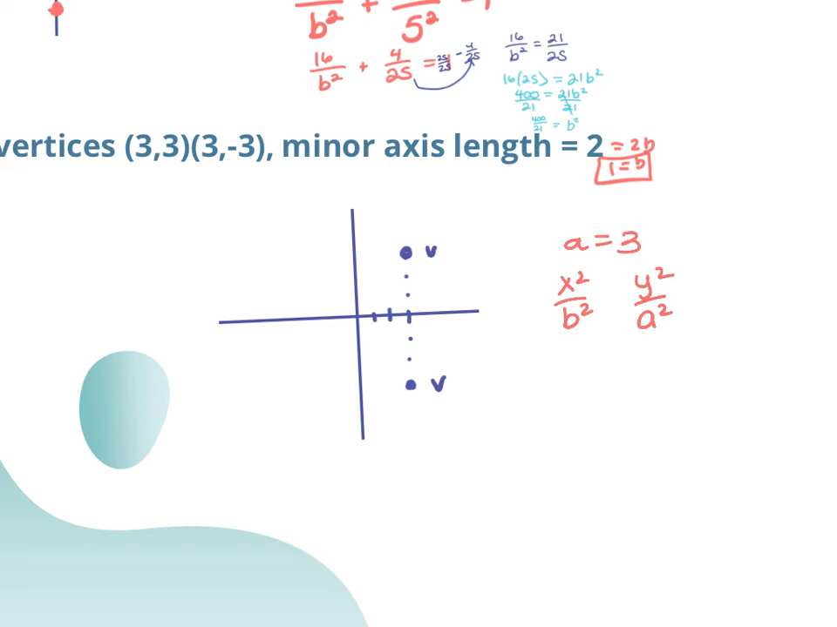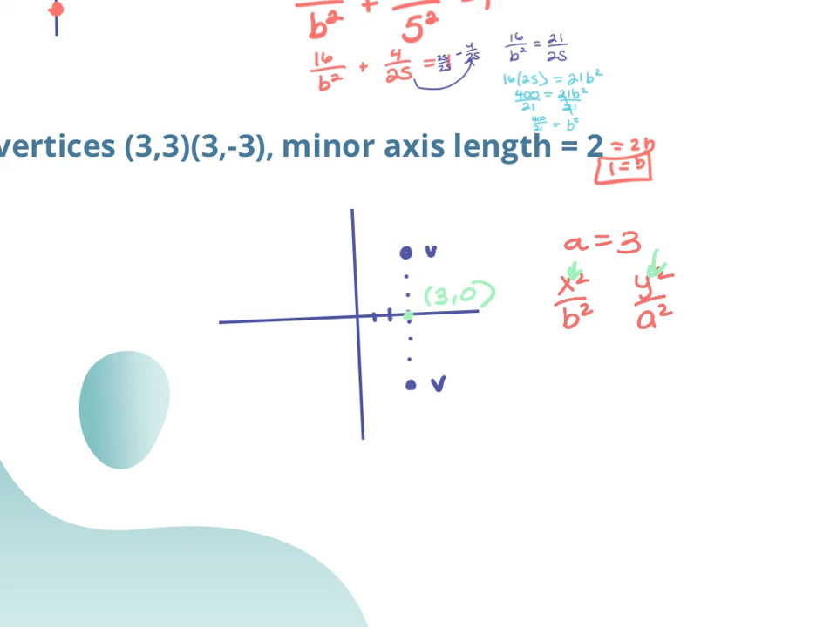What else do we know? The center. The center is not at 0, 0 anymore. It's at 3, 0. So that means this has an H and this has a K. That's it though. We already know the A. We already know the B.